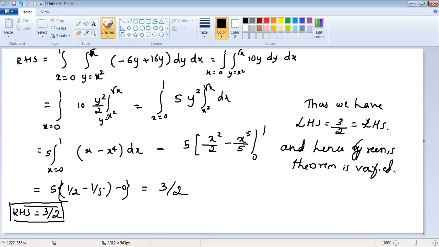Suppose in this example, if you are asked to evaluate the line integral using the Green's theorem, we need to do only the RHS part. If they ask to evaluate the problem using Green's theorem, this part is enough. Whatever I did now, this part is enough. Just finding the value 3 by 2 using this RHS part. Means finding the dou m by dou y and dou n by dou x and double integration, taking the limits is enough. Since they asked you to verify the Green's theorem, we need to do both LHS and RHS part.